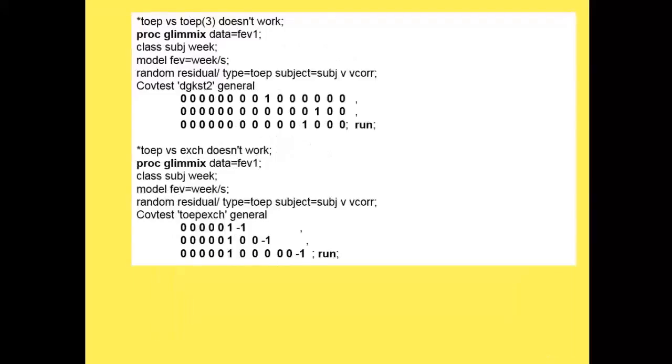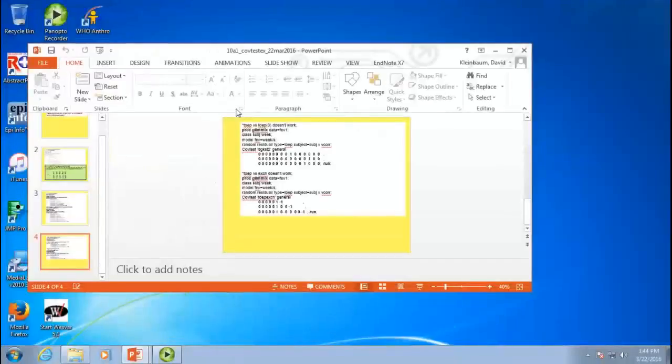But then I tried toplets versus toplets, toplets 3 versus toplets 2, and I tried some things, didn't work. But anyhow, this is something you might want to do. It's a homework assignment that I haven't given you, and it's not really a homework assignment. It's something that you might want to do to help you deal with some issues about how COVTEST works.